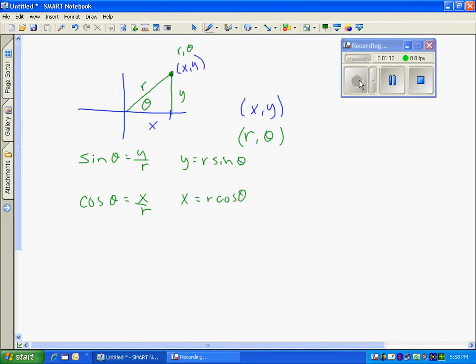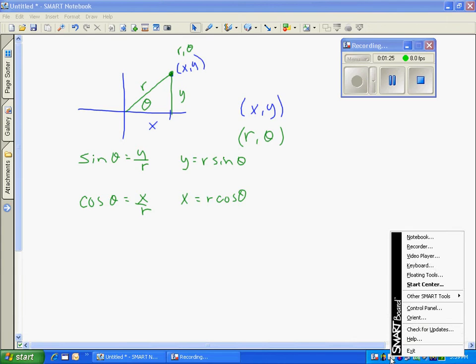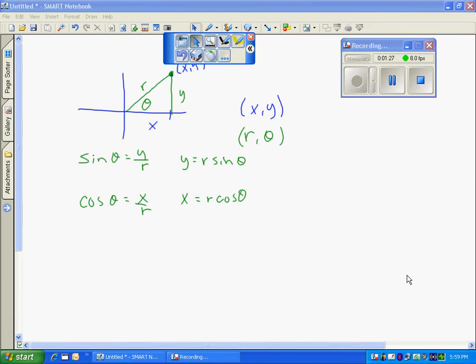So looking at the ordered pairs, we see if we have rectangular and polar, they're related. If I know r and theta, if I know polar, I can get to my rectangular. And how would I do that? Well, if I knew polar, I know r and theta. That would give me y. And in the second case scenario, r and theta would give me x.